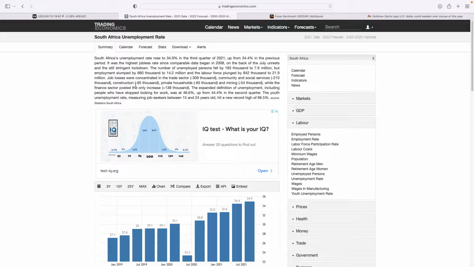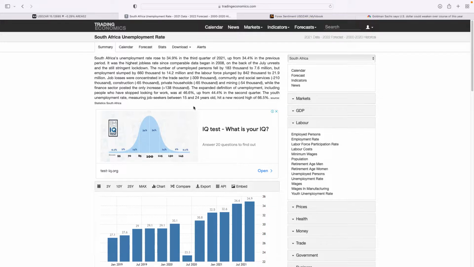Now it says here the number of unemployed persons fell by 183,000 to 7.6 million, but employment slumped by 660,000 to 14.2 million, and the labor force plunged by 842,000. Now we all know that South Africa is not in a good state, the state that the economy is in at the moment.